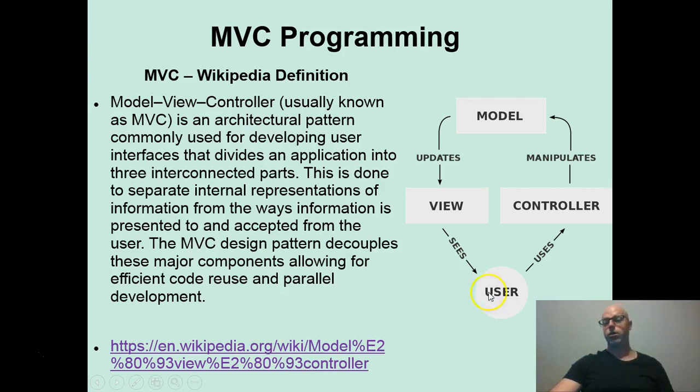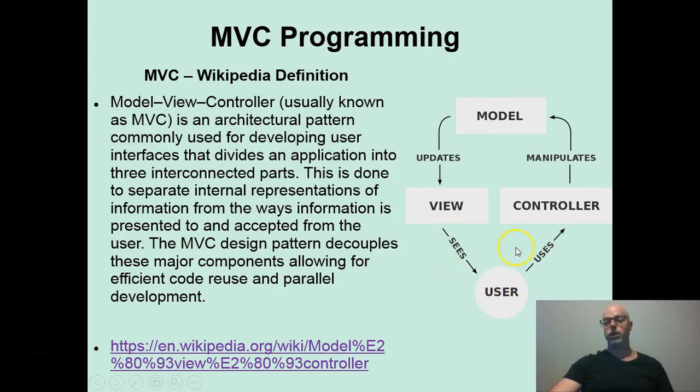But basically it's this. You got the user, like the person who's using the computer. They see the view, but they use the controller. So when they manipulate the program or the app, that sends information to the model. The model updates the view, and then the user sees what happened.